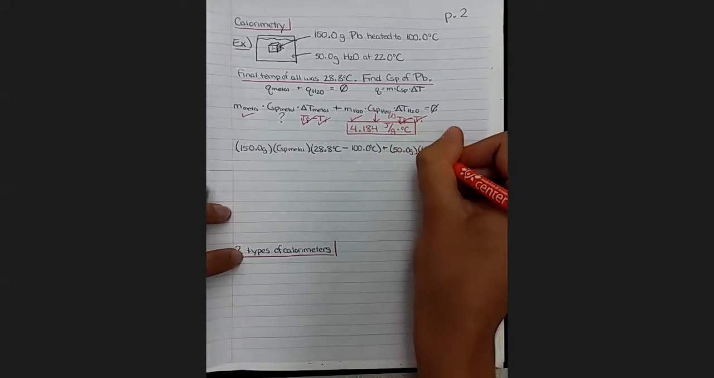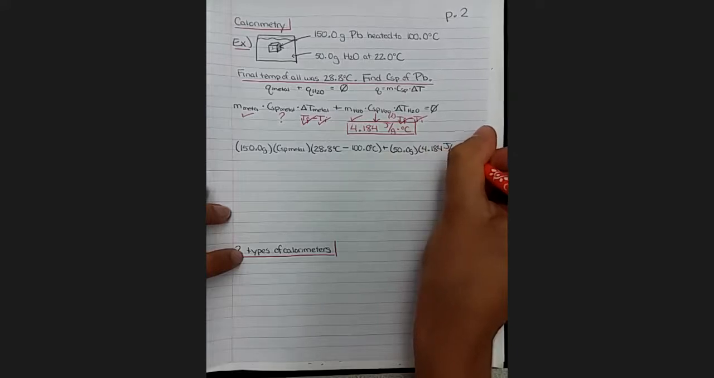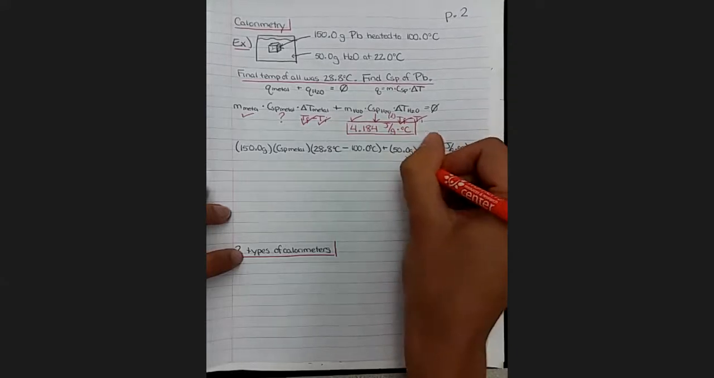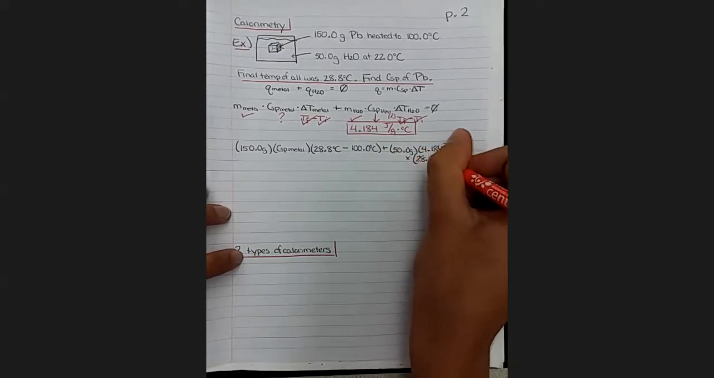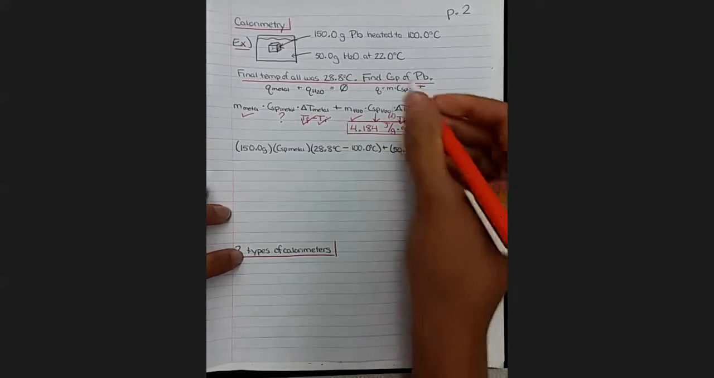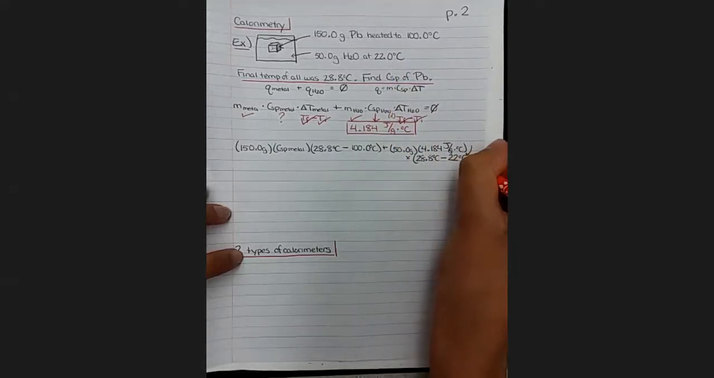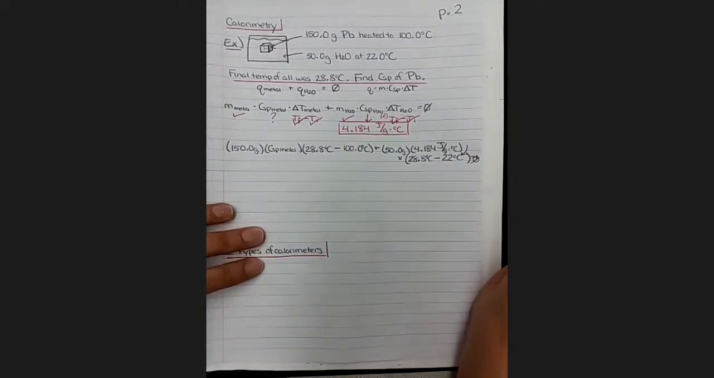Cs of the water, 4.184 joules per gram per degree Celsius. Oops, I've run out of room. Times final temperature, which is the same for everything, minus initial temperature of the water, that one was 22. And that equals 0. Poor use of space there. You know what I mean.